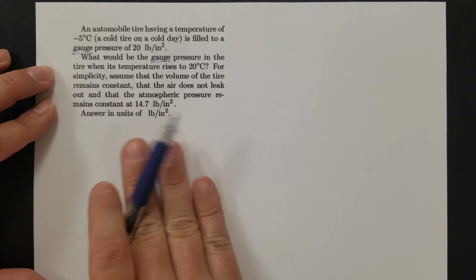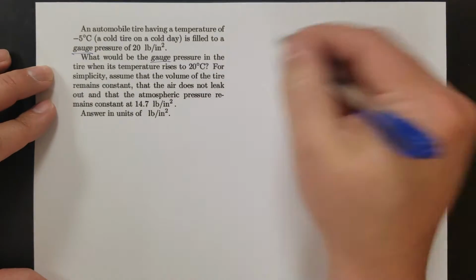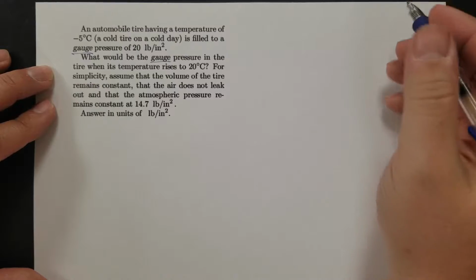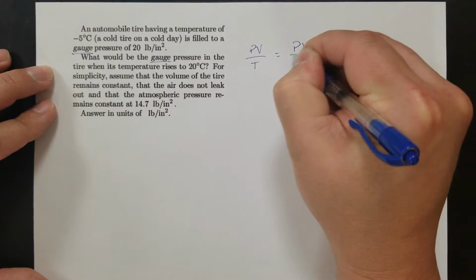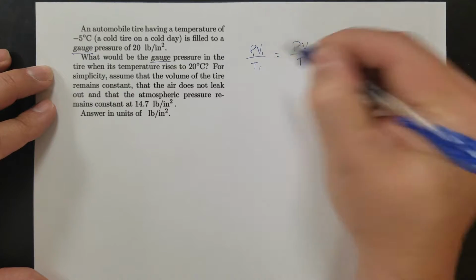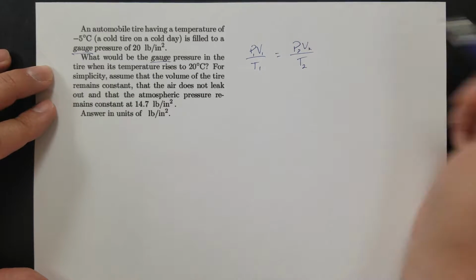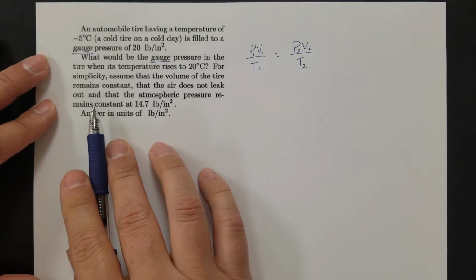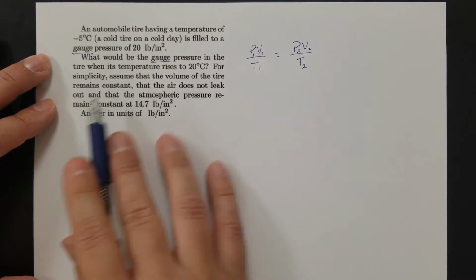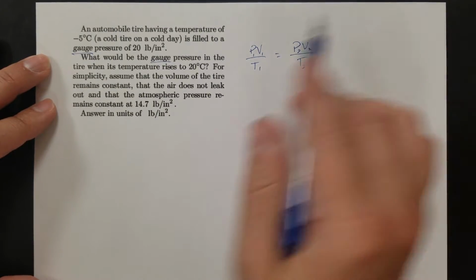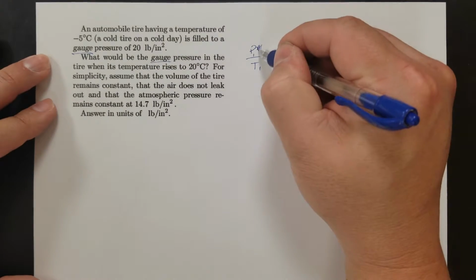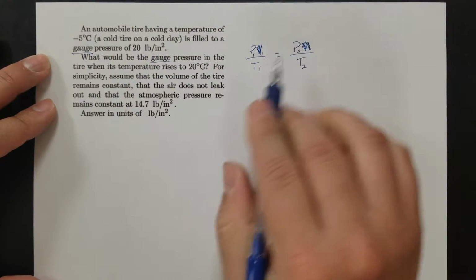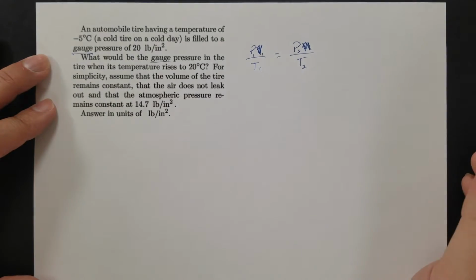So in this case, if I have a gas that's changing from initial to final, that's a combined gas law problem. So I'm saying PV over T equals PV over T, right? So that's P1 V1 over T1 equals P2 V2 over T2. When you're using the combined gas law, anything that stays the same, I can take out of the equation, right? Because this tire is staying the same volume, I don't need the volume. So I can just say P1 over T1 equals P2 over T2.